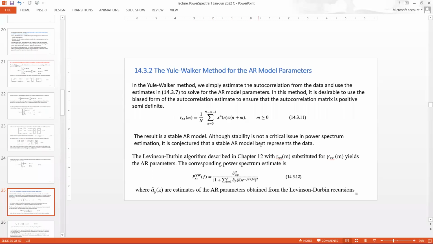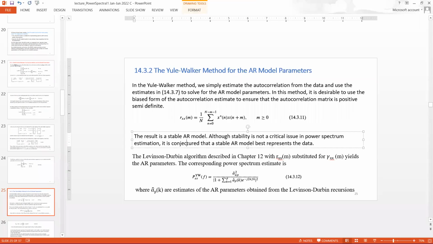Although stability is not a critical issue in power spectrum estimation, it is conjectured, as we discussed before, that a stable AR model best represents the data. So what is this conjecture?